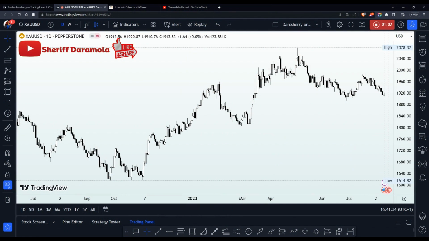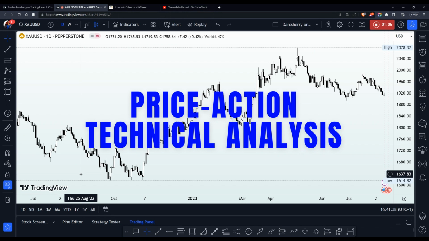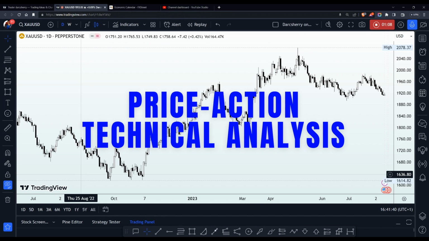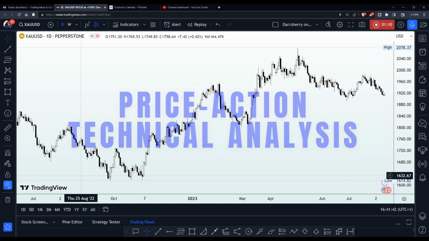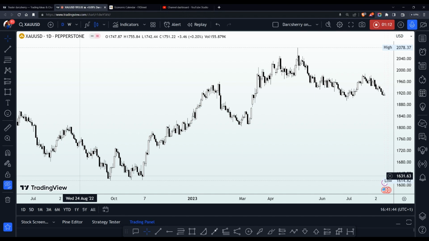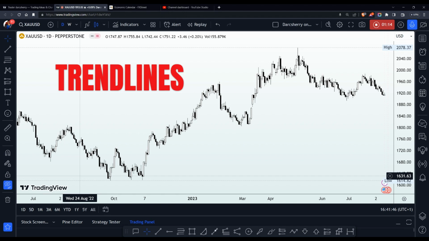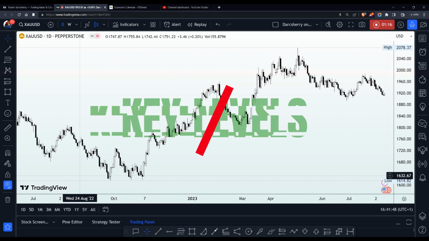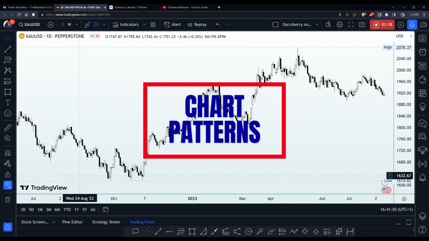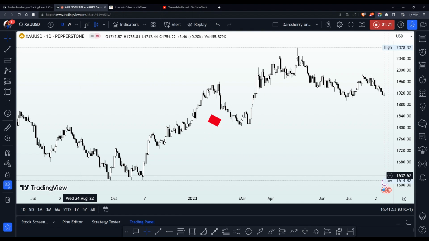So, in preparation for the upcoming week, I have conducted a comprehensive price action based technical analysis on the gold spot market structure using simple parameters such as trend lines, key levels, and of course, chart patterns to gain valuable insight into the market's dynamics.